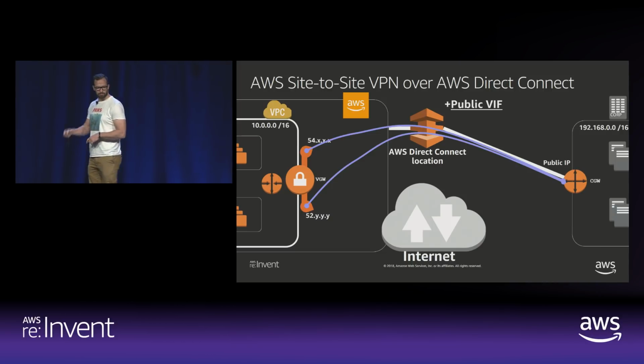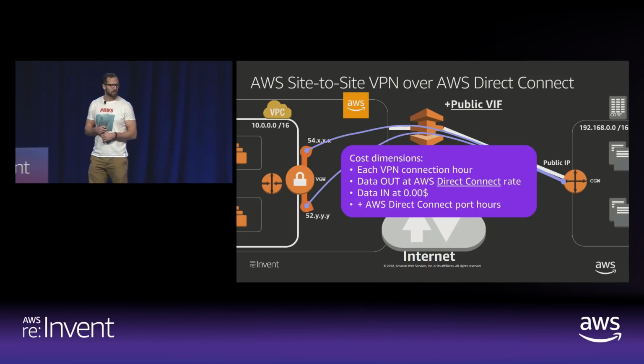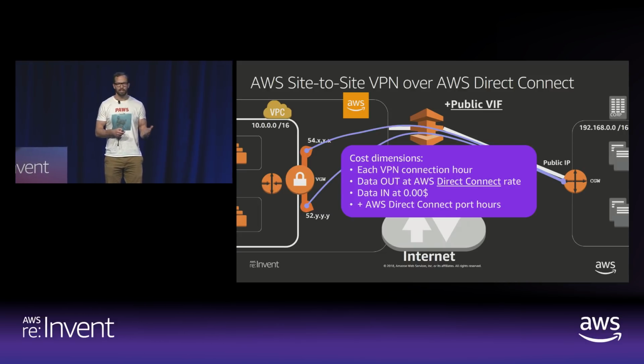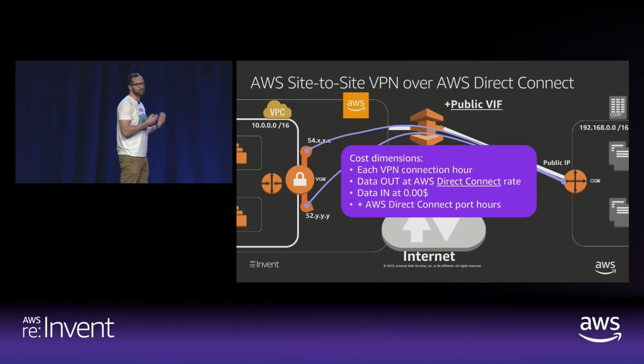And if we look at that from a cost point of view, you still have your VPN connection hour. The big difference here is the data out is now at the Direct Connect rate, which is usually multiple times less than the internet rate.